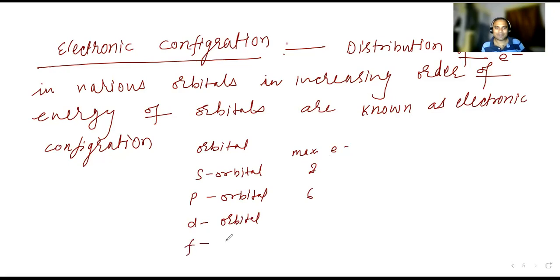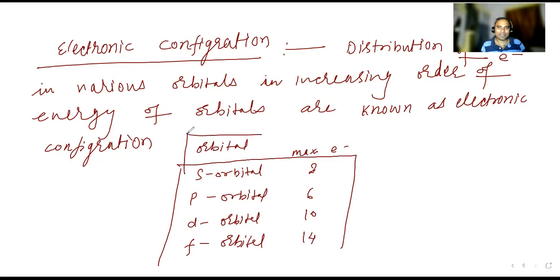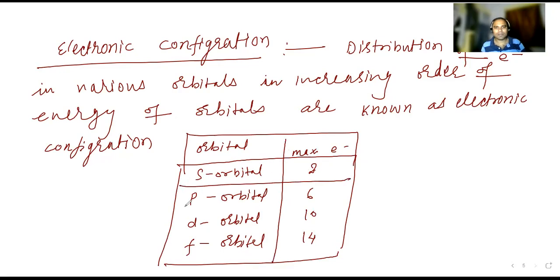D orbital, 10 electrons, and F orbital, 14 electrons. Good. So these are the distribution of electrons: s orbital 2 electrons, p orbital 6 electrons, d orbital 10 electrons, f orbital 14 electrons. Minimum can be 0, 1, whatever.